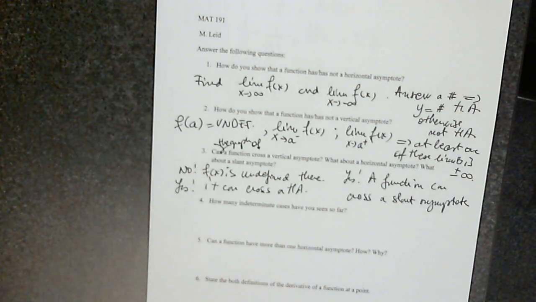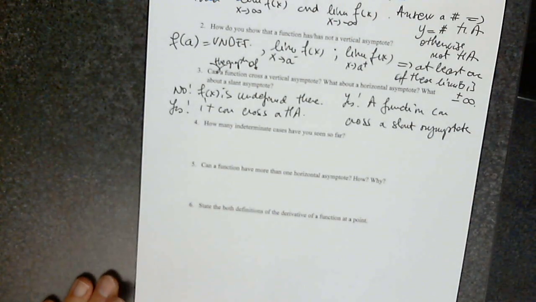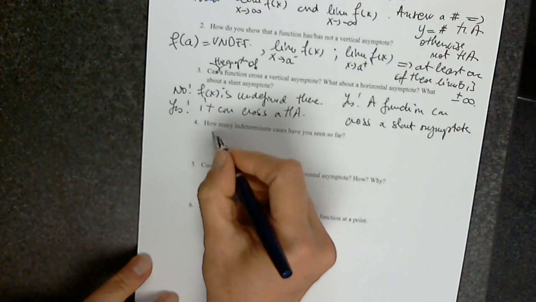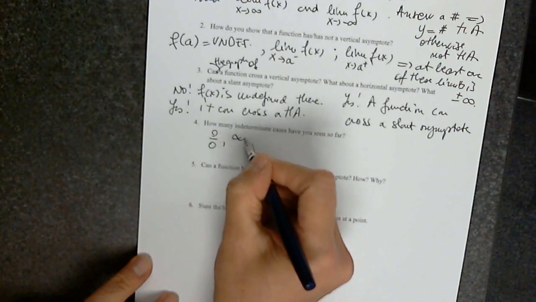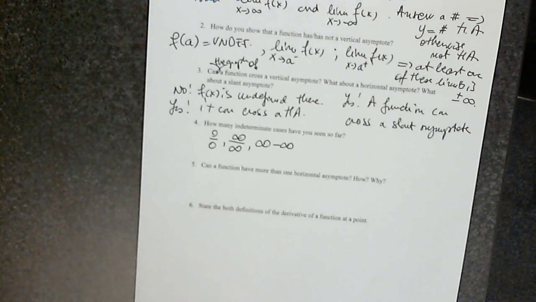We'll go back to slant asymptotes when we graph these functions by hand. How many indeterminate cases have you seen so far? Three. Yes: 0 over 0, infinity over infinity, and infinity minus infinity. We will continue adding to that list.